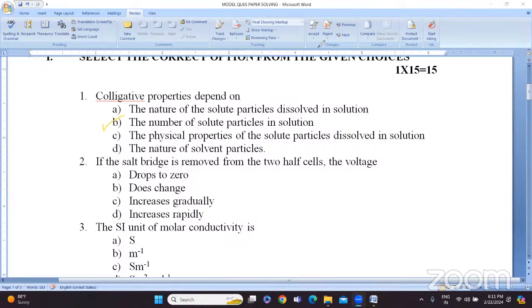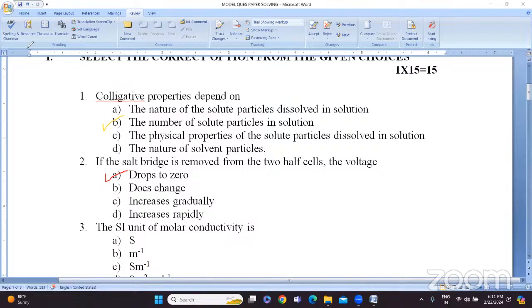So what happens when you remove this salt bridge? Now, the question asked is, if this salt bridge is removed, then what will happen? If the salt bridge is removed from the cell, then the voltage will drop to 0. Yes, it is correct. Dhanush, Priyanka, Vedvati have answered yes. The answer is A. Understood?